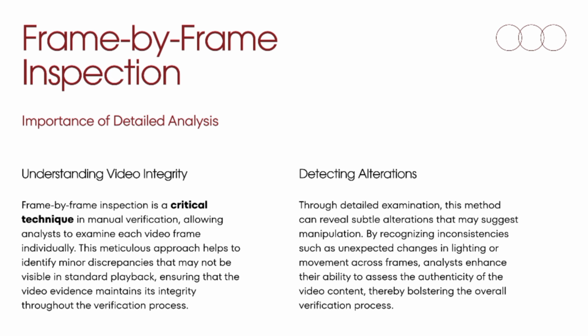Frame-by-frame inspection. One of the most powerful manual techniques is frame-by-frame inspection. Instead of watching a video normally, analysts examine each individual frame separately. This allows them to detect small inconsistencies, such as sudden lighting changes, unnatural movements, or objects that appear briefly and disappear. Often, manipulations are invisible during regular playback but become obvious when slowed down and analyzed carefully. This method strengthens the overall verification process by uncovering subtle alterations.